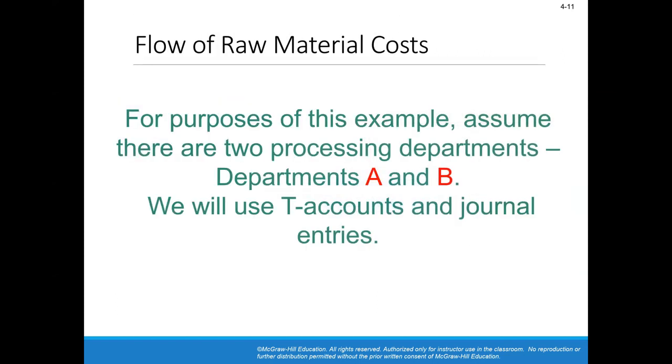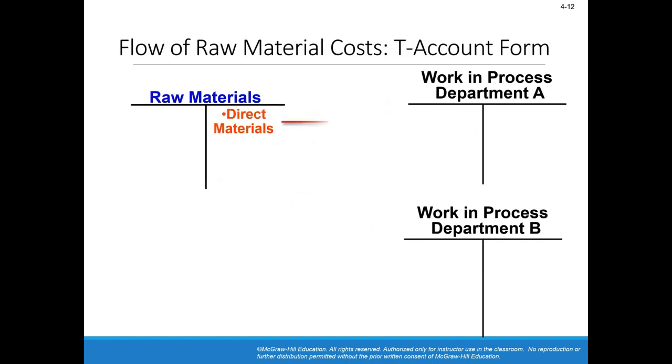So for purposes of this example, assume we have two processing departments, Department A and B, and we're going to use a T account and journal entry so you can see the flow of what is actually happening. All right, so here's our T account. We have our accounts for raw materials and work in process. Work in process, they're separated by department. We have Department A and Department B.